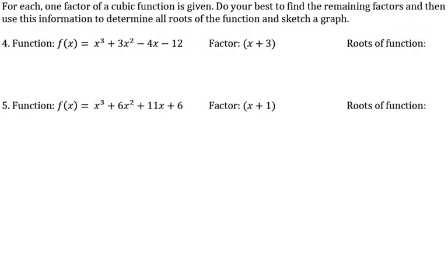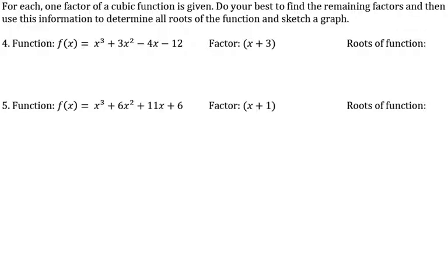Okay, so it says for each one factor of a cubic function is given. Do your best to find the remaining factors and then use this information to determine all roots of the function and sketch a graph. Okay, so they don't want us graphing it first, because obviously we could graph it, find those roots, find those zeros, and go from there. That would be something we could do fairly easily. But we don't want to do that. We're kind of thinking going backwards, like we can't do it that way. So we want to find the factors and then use some basic information to sketch it.